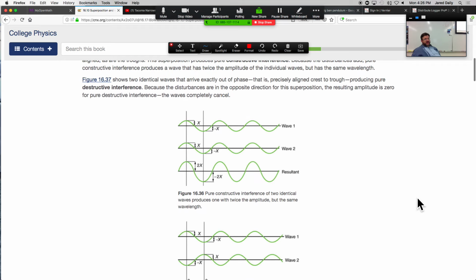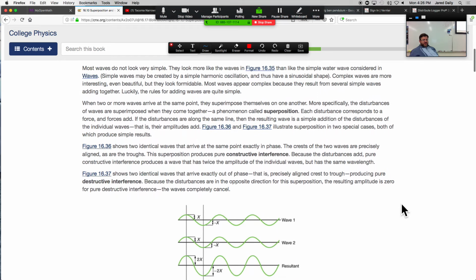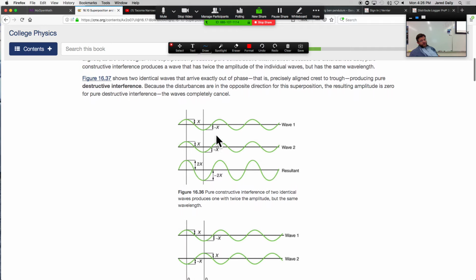You can have two kinds of interference. You can have constructive interference, where they add to make a bigger wave, either up or down, or you can have destructive interference, where they add together and equal a zero wave because they cancel each other out. So here are two waves that are identical, the same wave. Add them together and you just get a bigger wave that has the same wavelength, but it's twice as tall because you added two of them together.